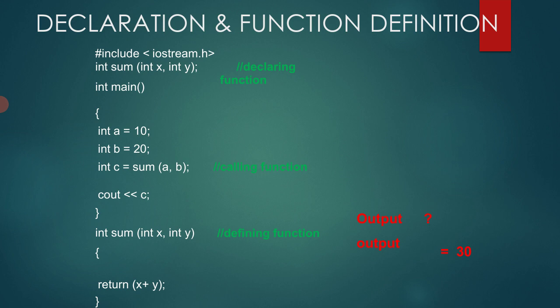So the value of x will get the value of a, that is 10, and the value of y will get the value 20. 20 plus 10, that is 30. It will return the result 30 to variable c, and the result 30 will be displayed on the output screen, and you will get the output as 30. So this is how you have to declare a function and define a function.